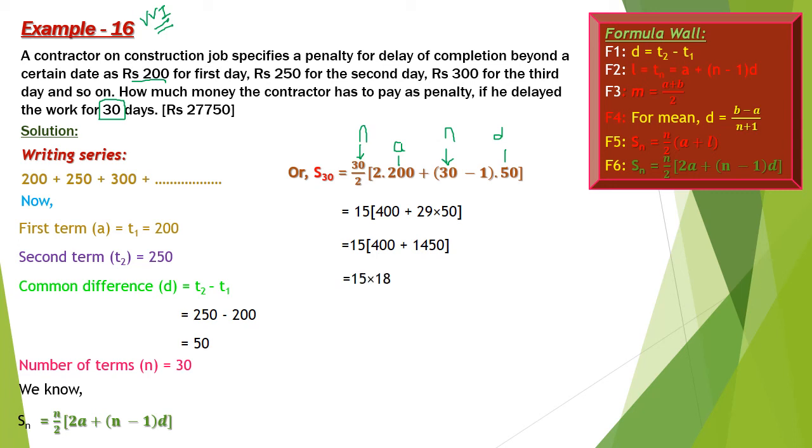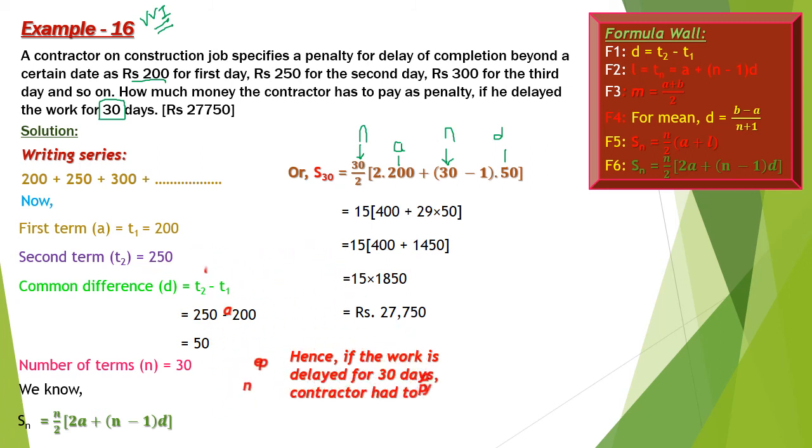Now it is 15 into 1850. The answer will be 27,750. The contractor has to pay 27,750 as penalty. Hence, if the work is delayed for 30 days, the contractor has to pay a penalty of rupees 27,750. If you understand the question properly, the solution is just a simple use of two formulas.